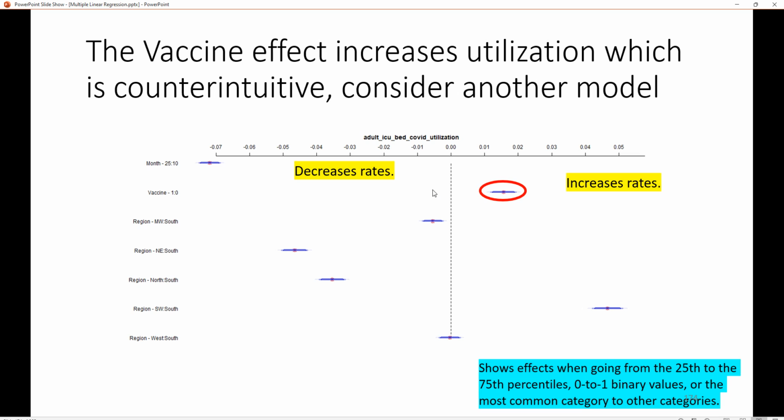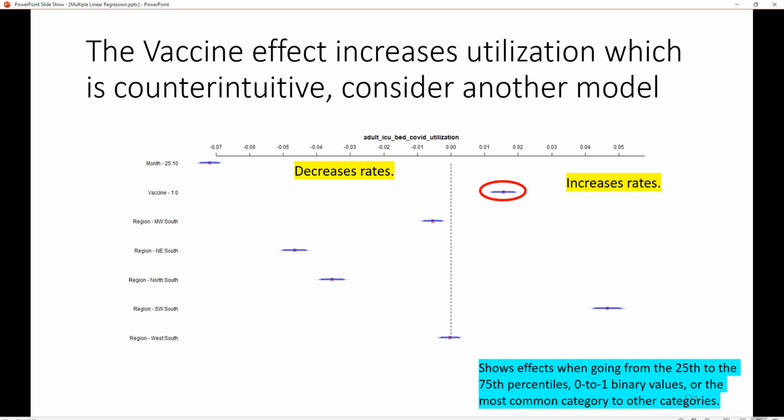So when we have blue bars to the left of that vertical dashed line, those are effects that are associated with decreased rates, while the confidence intervals to the right of that dashed line are effects that are associated with increased rates in our bed utilization outcome. And circled in red, we have the vaccine effect. Again, that looks like a counterintuitive effect that we're going to see after the vaccine came out, that we'd see higher ICU bed utilization rates.